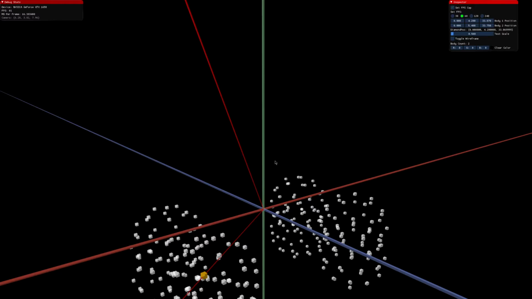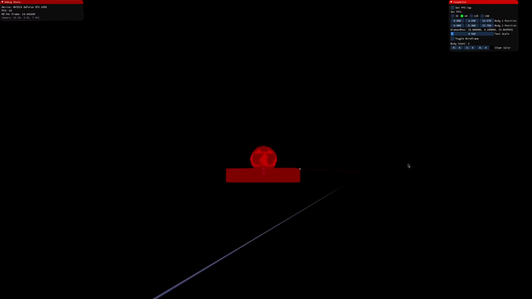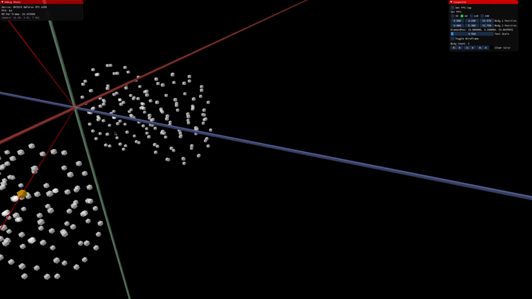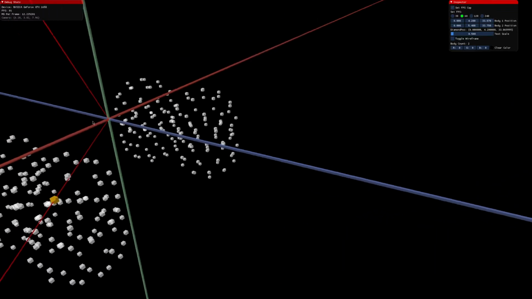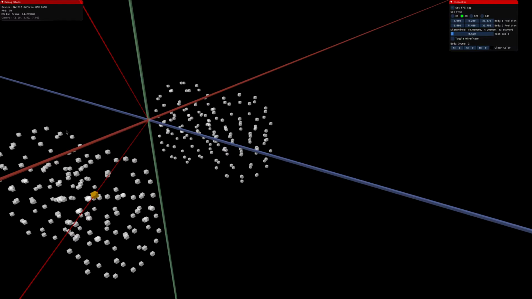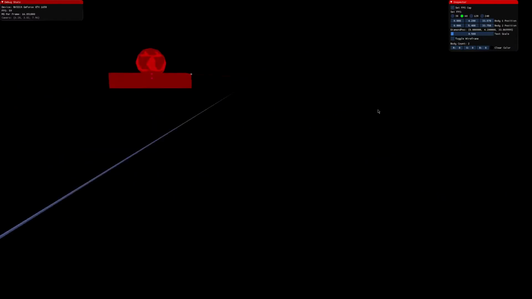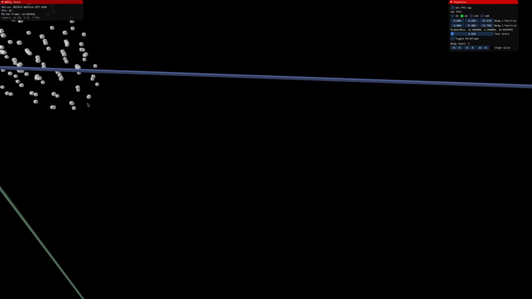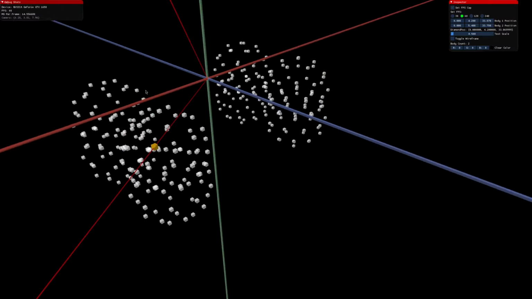So GJK uses the fact that if the origin lies inside the volume of the Minkowski difference of these two shapes, like if you make the convex hull of this Minkowski difference and the origin is inside of it, then the two bodies that made this Minkowski difference are colliding. That's what GJK does, right?